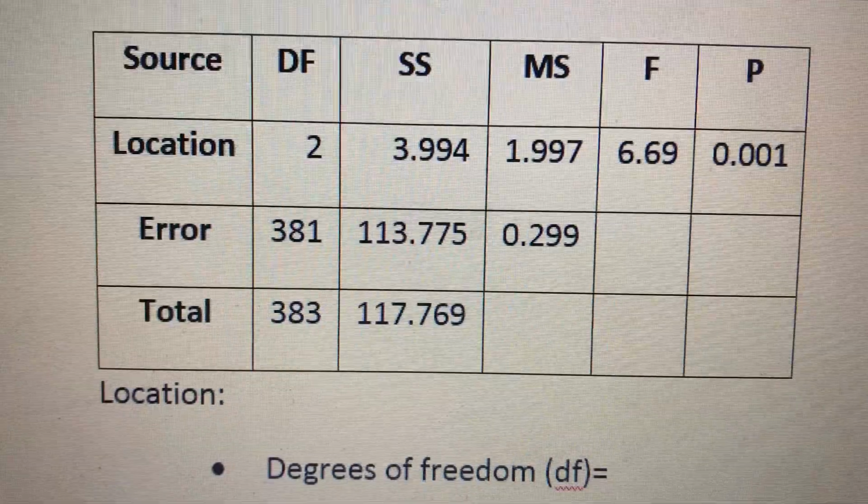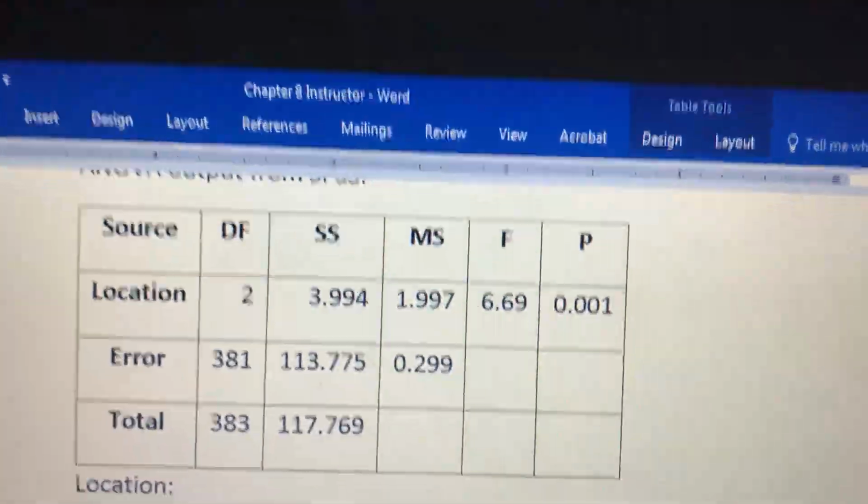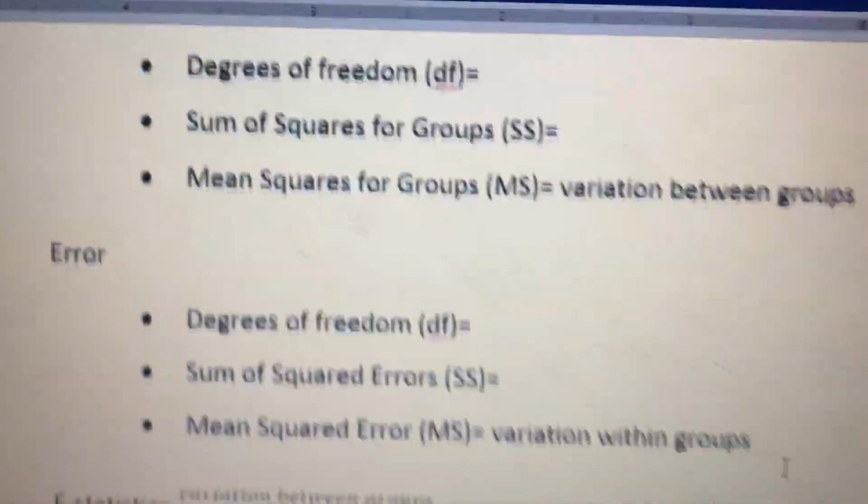Now our error line. This is always called error. This just deals with the random variation that shows up inside of each group.